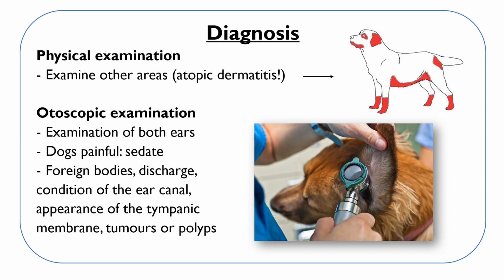First, we need to do an examination of both ears with an otoscope, examine both ears even if the problem seems to be only in one. In dogs that are in extreme pain and refuse the examination, it may be necessary to sedate them to actually perform a good examination. This examination is used to assess the presence of foreign bodies, the presence of any discharge, how is the ear canal, if there's any type of stenosis or ulceration, the appearance of the tympanic membrane, if it is intact or not, and the presence of tumors or polyps.